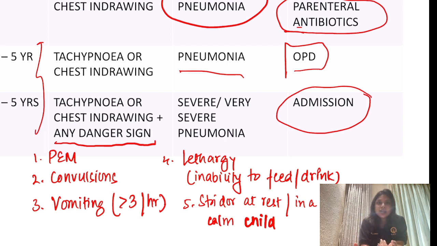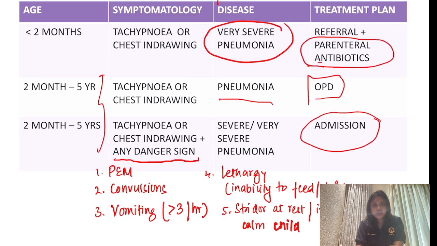So if you are asked in a question that a child presented to you with tachypnea, with chest indrawing, with stridor, what is going to be the next line of management? So you understood that this is tachypnea, chest indrawing with danger sign. So it is either a severe or a very severe pneumonia. You need to admit the child and you need to start parenteral antibiotics for the child.